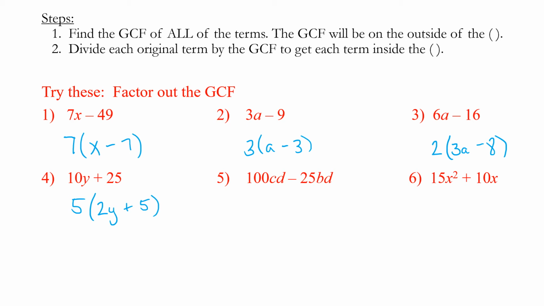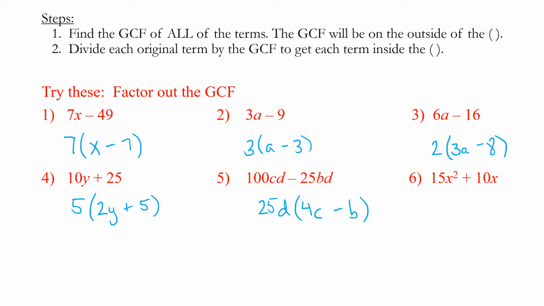Now we have 100CD minus 25BD. I notice that they both can divide by 25, but they also both have a D as a factor. So 25D. So 100CD divided by 25D. Well, I know 25 goes into 100 4 times, and CD divided by D is just C, because the D's will cancel each other out. Now we have 25BD divided by 25D, so 25 divided by 25 is 1, and BD divided by D is B, so 25D times (4C minus B).